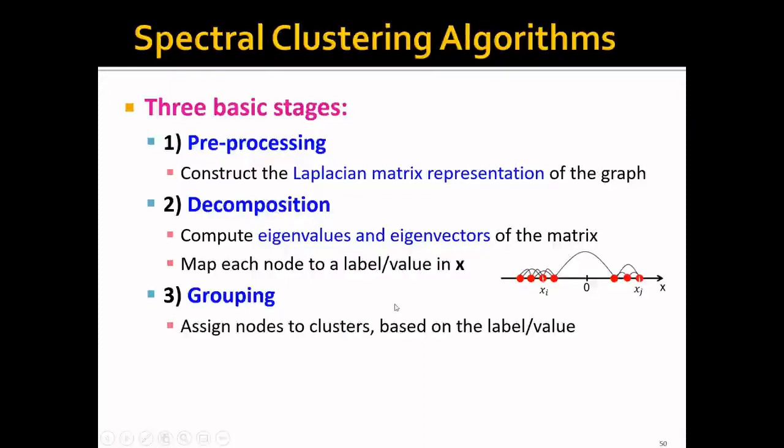And the third stage is the final stage. We'll just assign these nodes to clusters based on the values or label. For example, we can assign all the nodes that have value smaller than 1 to one cluster, and we assign the other nodes which have values larger than 1 into another cluster.